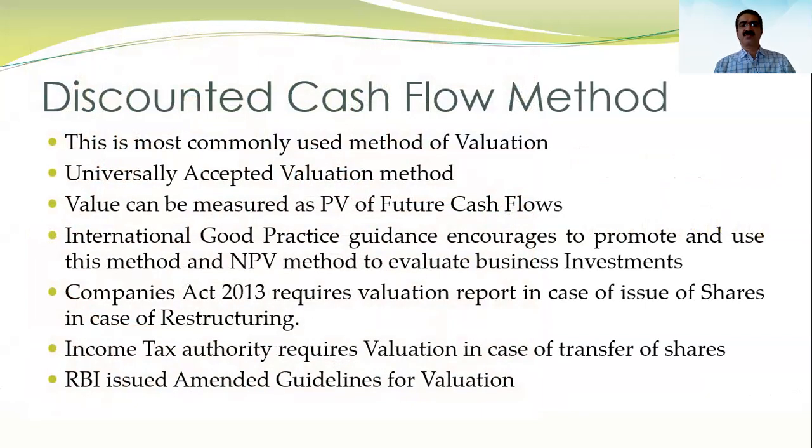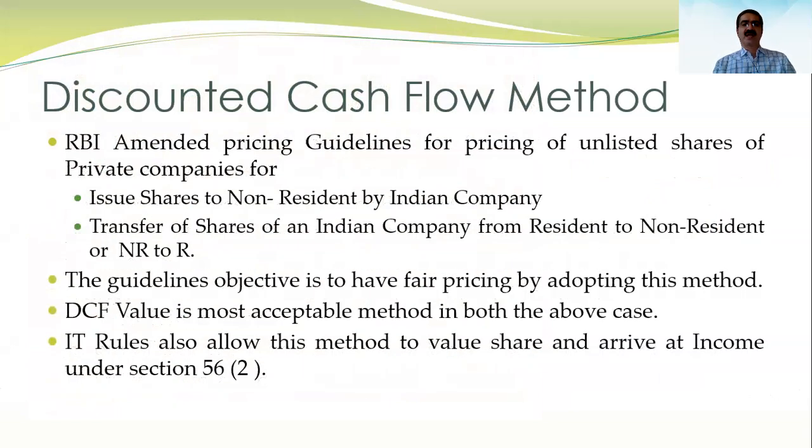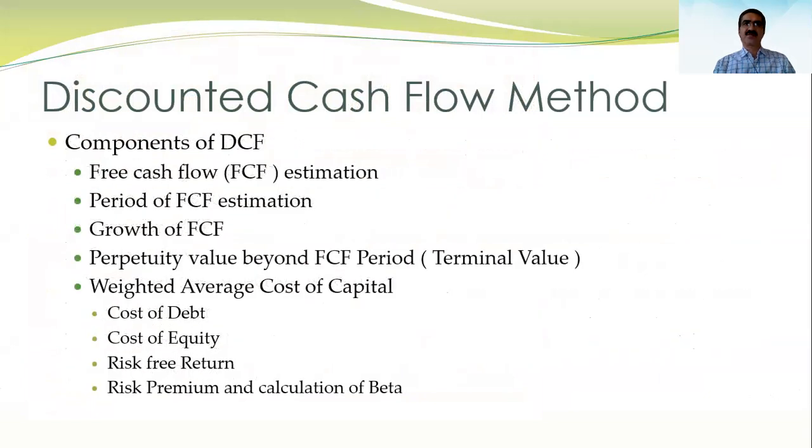We have seen that we have to use the future cash flow, then apply a discounting factor to it. There are two methods, FCFF and FCFE. In FCFF, the components of discounted cash flow are the free cash flow, the free cash flow estimation, the growth of free cash flow, then perpetuity. Then we use the CAPM model, and we get the weighted average cost of capital.